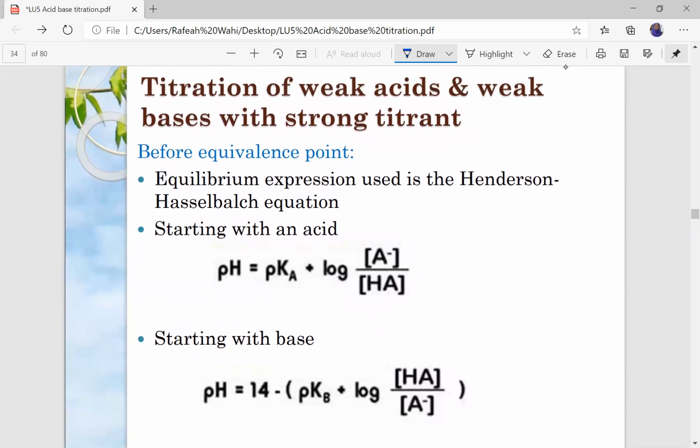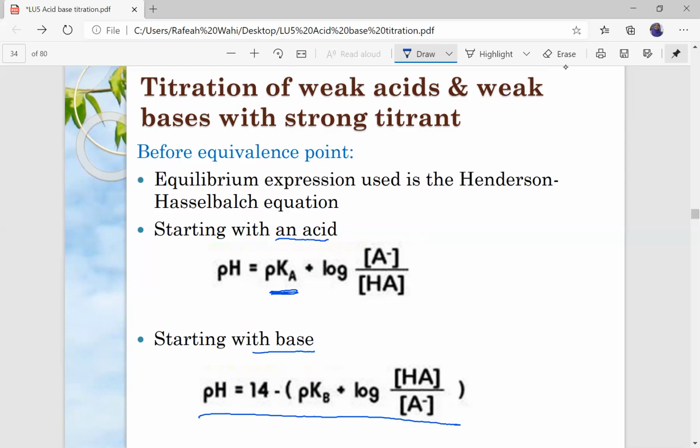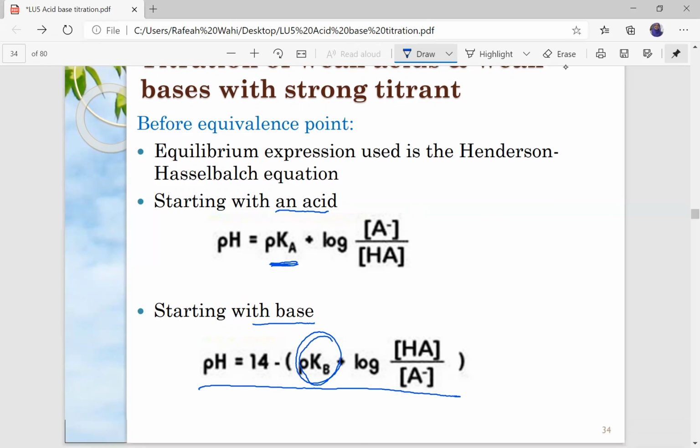Now, if you start with an acid, how do you calculate pH before equivalence point? You use the Henderson-Hasselbalch equation using pKa. And if you are calculating the titration pH before equivalence point when you start with a weak base, you can use this formula: pH equal to 14 minus the Henderson-Hasselbalch equation in the form of pKb. So just jot down this formula.